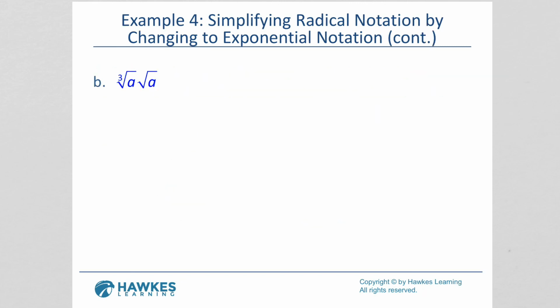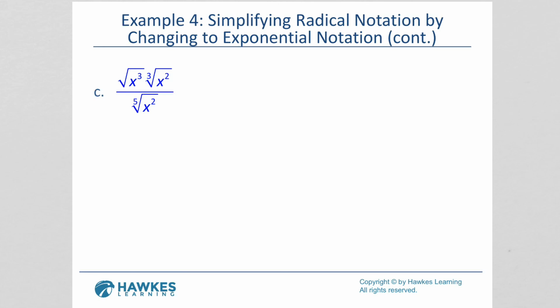Example 4b is the cube root of a times the square root of a, which is a to the 1/3 times a to the 1/2. When my bases are the same, I'm going to add my exponents. So this is going to become a to the 1/3 plus 1/2. Getting a common denominator, that's a to the 2/6 plus 3/6, which is a to the 5/6, which is the 6th root of a to the 5th.